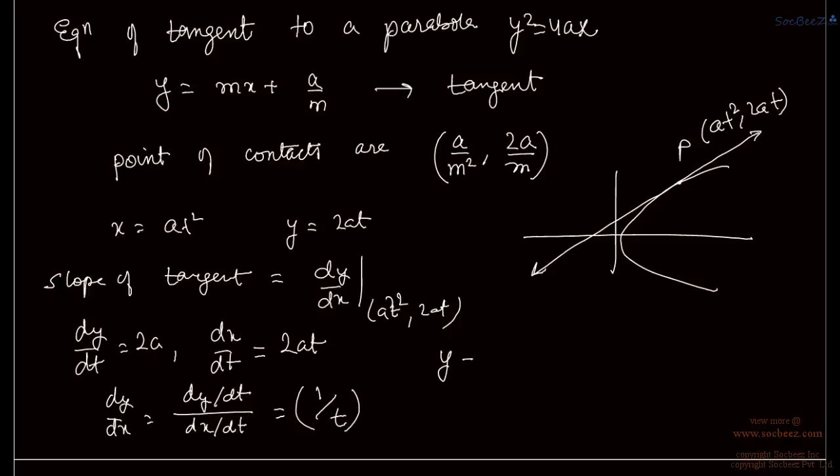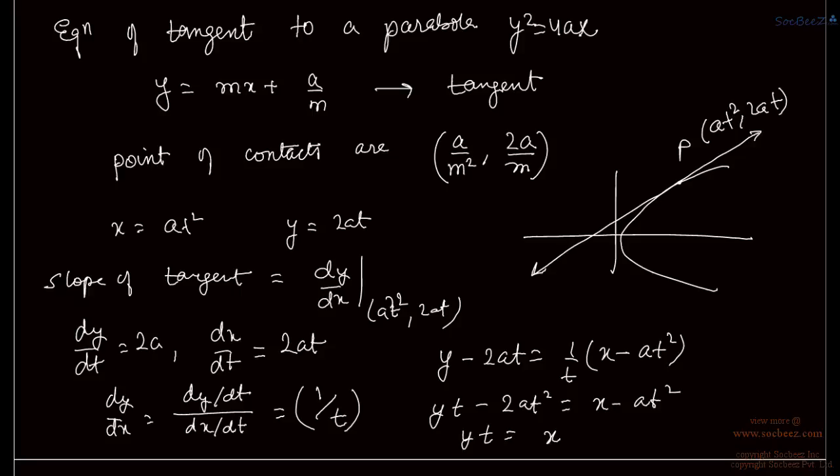So we can write the equation of tangent as y minus y1, which is 2at, is equal to m, that is 1 by t, into x minus x1, at square. Or we can write yt minus 2at square is equal to x minus at square. So we have the equation of tangent as yt is equal to x plus at square.